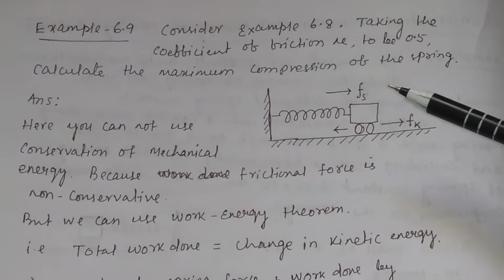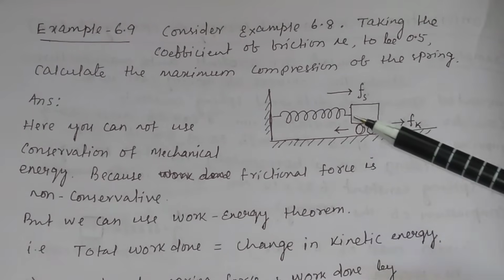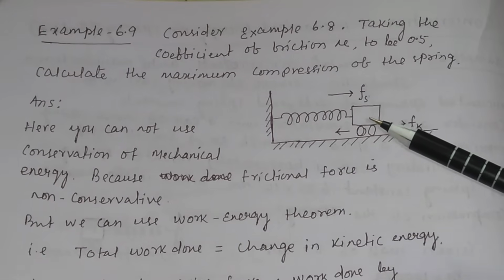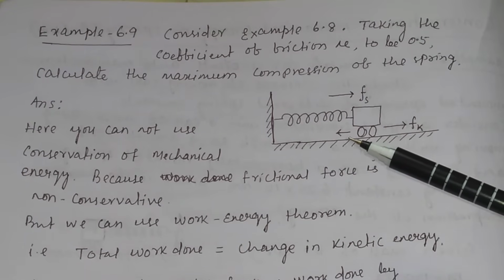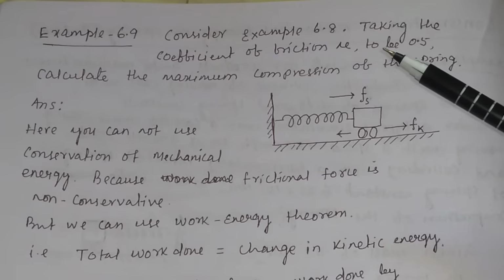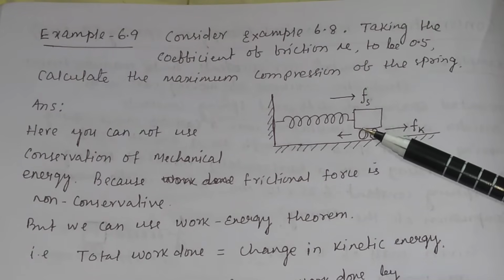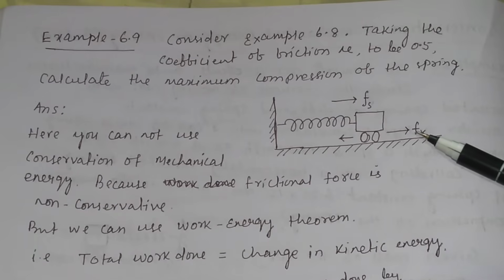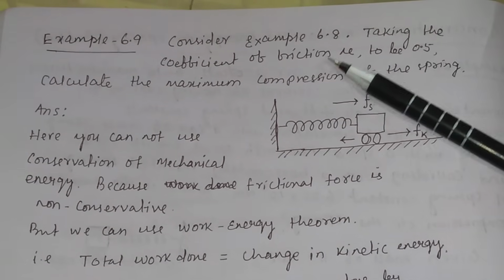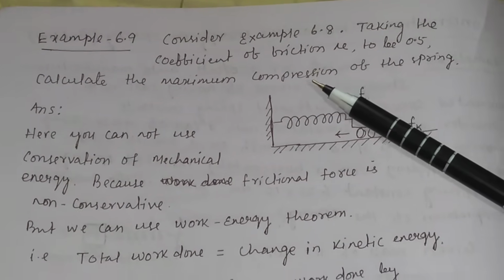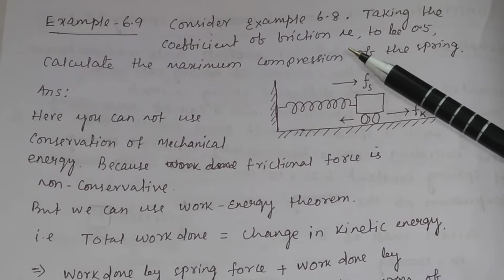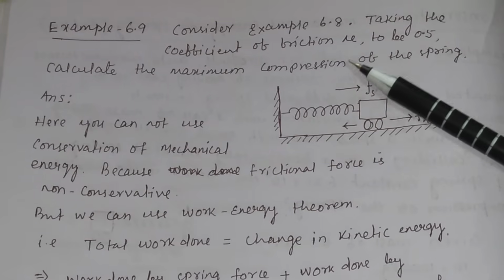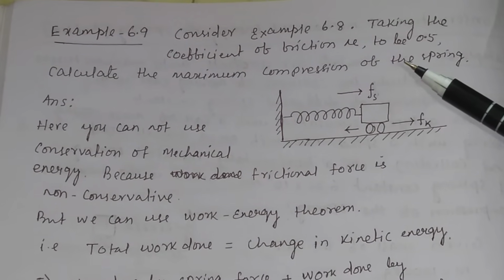Now we consider the friction. In the previous problem we have considered there is no friction between the car and the surface, but now we will consider there is friction between the car and the surface. That means we will consider the frictional force. So consider the previous example as we have discussed, and taking the coefficient of friction mu to be 0.5, calculate the maximum compression of the spring.